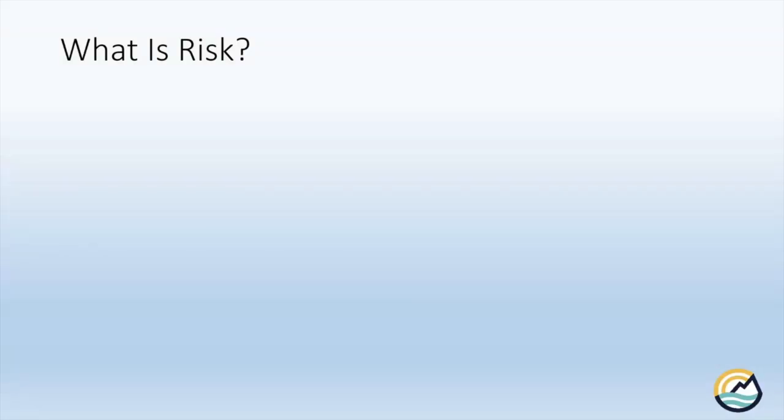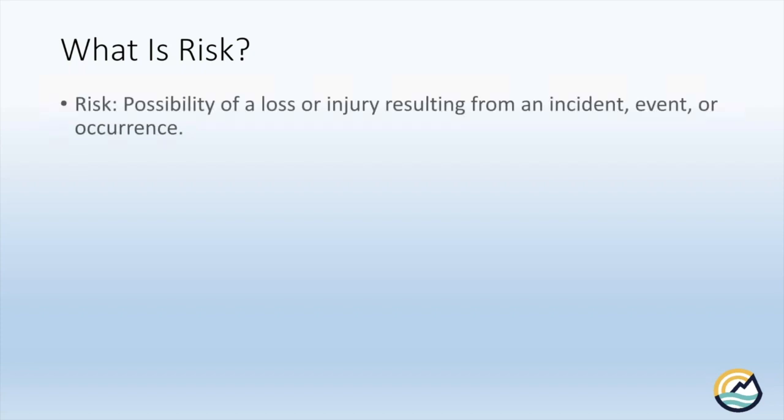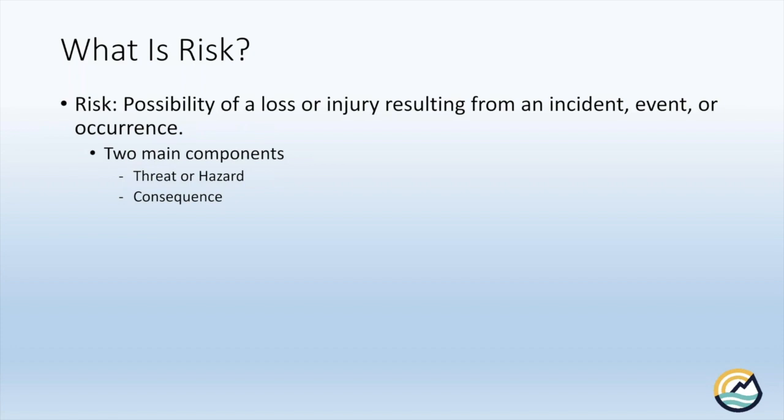So when we talk about risk, what are we talking about? Risk is the probability of a loss or an injury resulting from an incident, event, or occurrence. That is the technical definition of a risk, but the term is actually used in a couple different ways. There are two main components of it, though. The first one is there has to be a threat, or a hazard, something that is going to cause that incident, event, or loss. And then there has to be a consequence. So if that incident happens, what is the result? What is the outcome?